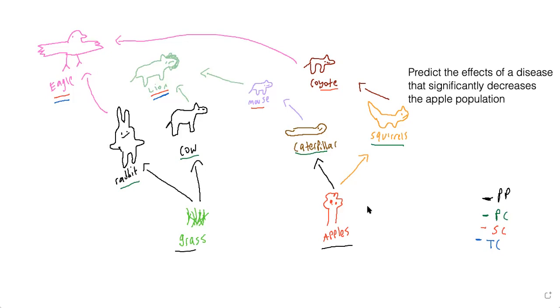Well, if the apple population goes down, caterpillar population goes down. If the caterpillar population goes down, then what's going to happen is that the mouse population is going to go down. The mouse population goes down, you can argue that the lion population will decrease a little bit. The lion population decreases a little bit, then the cow population is going to go up. The cow population goes up, the grass population goes down. That means rabbits will have more competition, their population will go down, and the eagle population will go down.